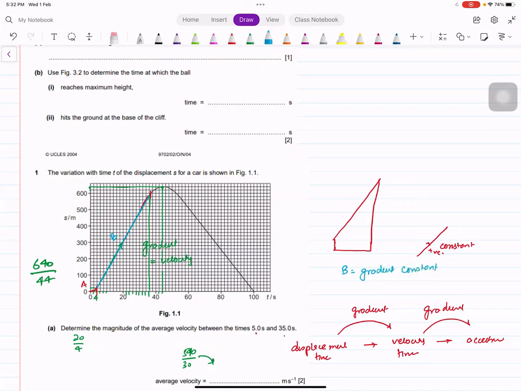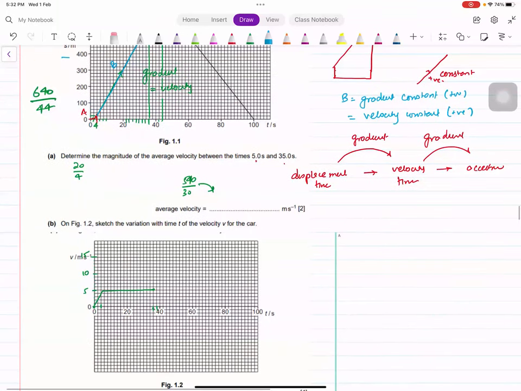Yeah, and positive. If the gradient is constant, and this is a displacement-time graph, can we say it is constant velocity? And positive. Yes, so that's what I've drawn. Do you understand? Constant velocity. And in this one, it was increasing velocity, so increasing till that value. Understood?